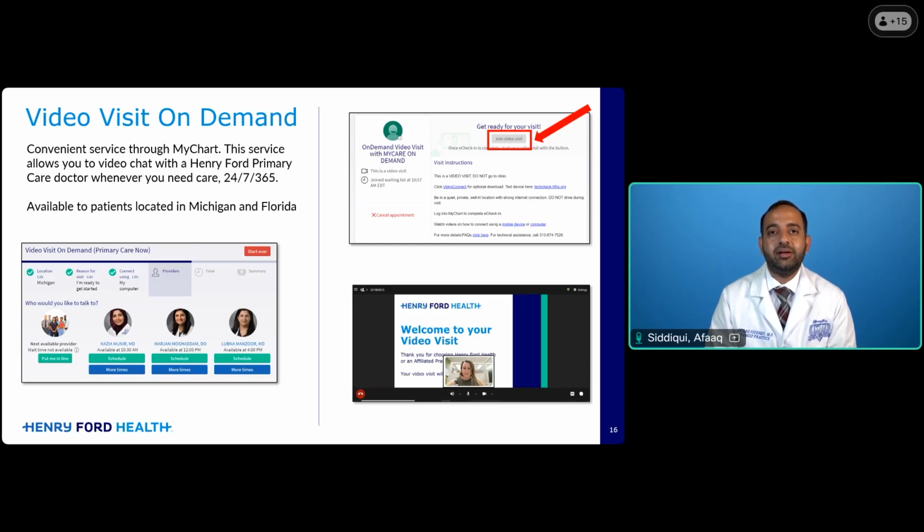And it is appropriate for certain medical conditions like we talked about: cold symptoms, upper respiratory, COVID, simple rash, simple injuries, arthritis, and many more. If you have any questions about it, or if you have a condition that you're not sure is appropriate, then you can call the MyCare Advice Line and they can assist.